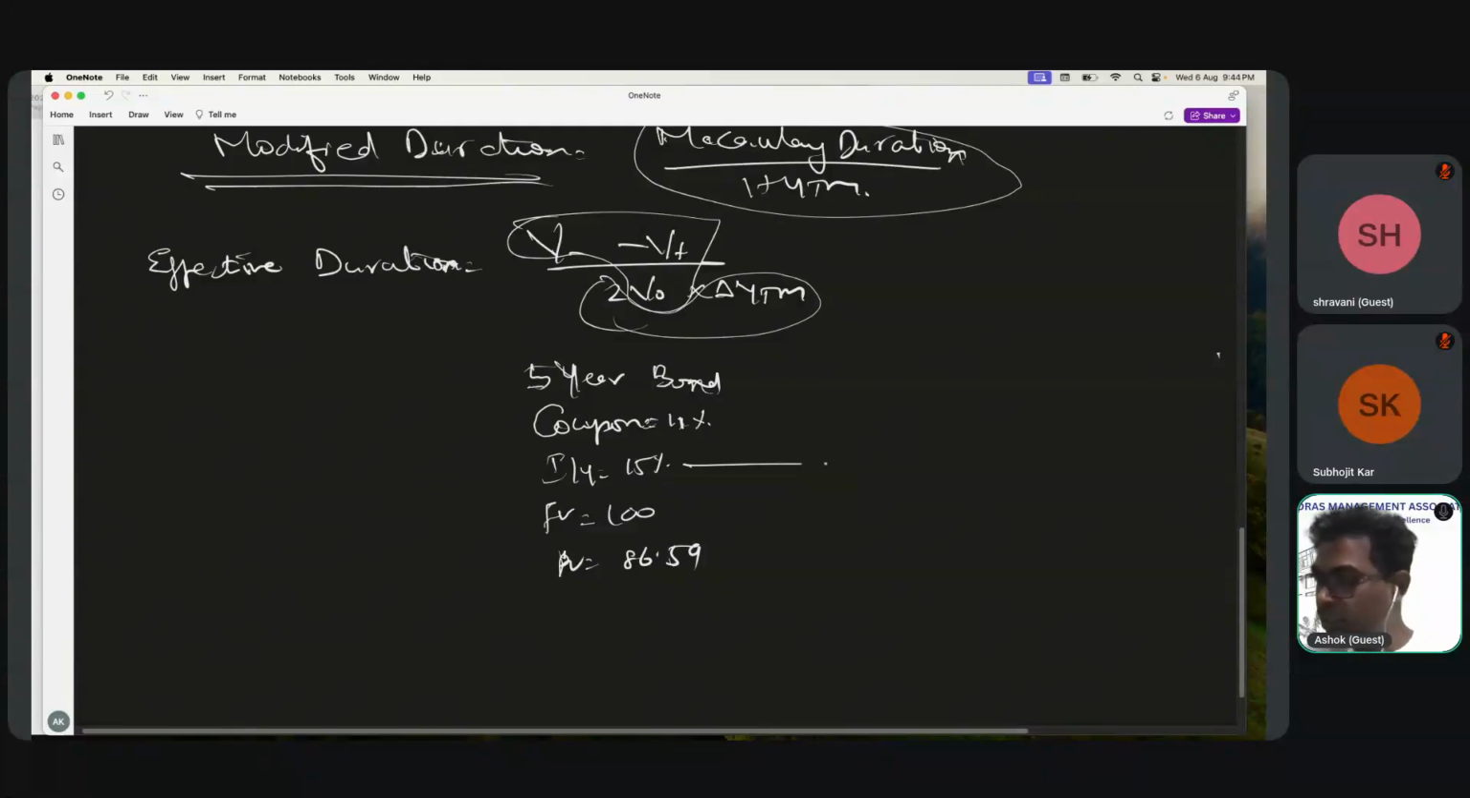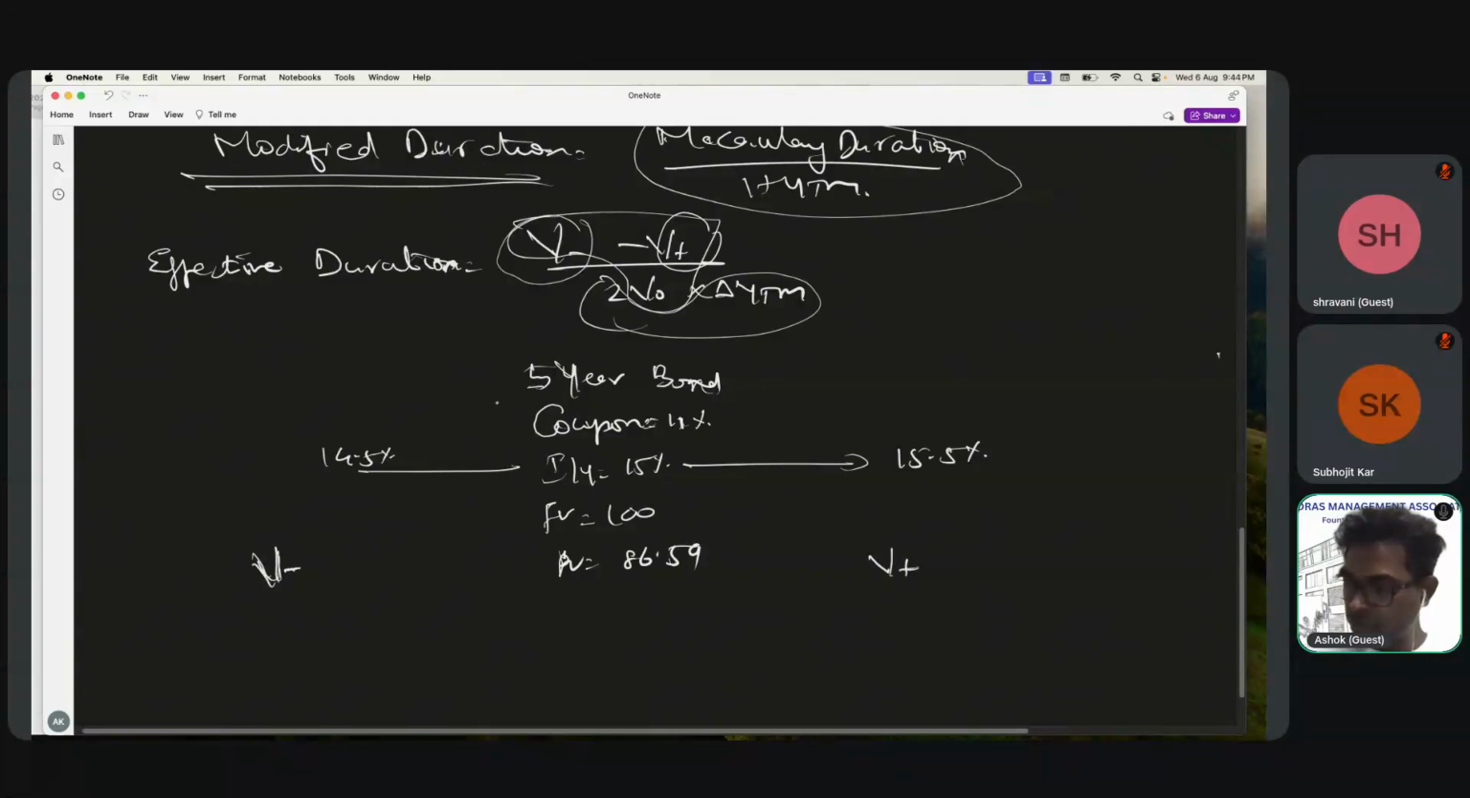Now let's say the interest rate is changing on both sides. I'm using the word change; I'm not saying increase or decrease. When I say change, it can be, let's say, 0.5 percent. So it can go to 15.5 or it can come to 14.5. This side is called V minus, that means the value when the interest rate comes down. The value on this side, present value, is V plus. Now calculate V minus, that means your IY will be 14.5.